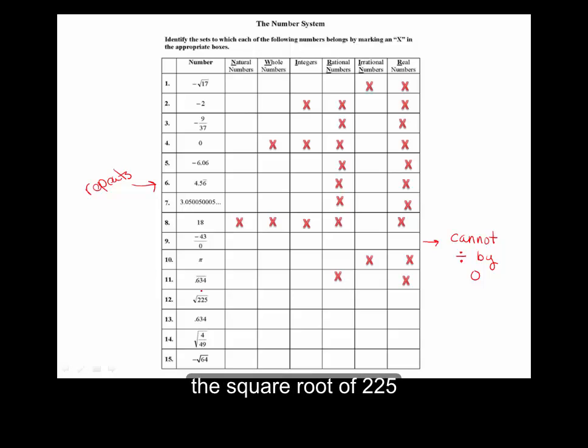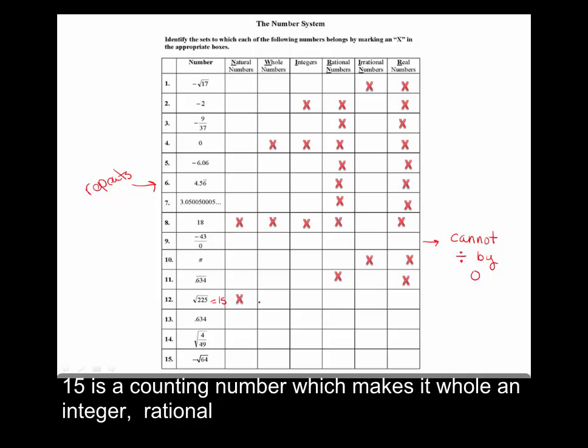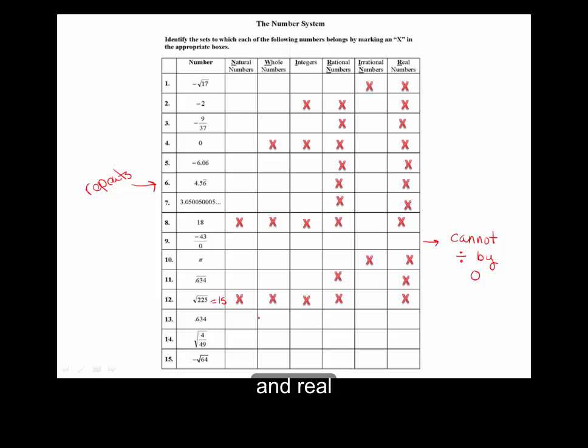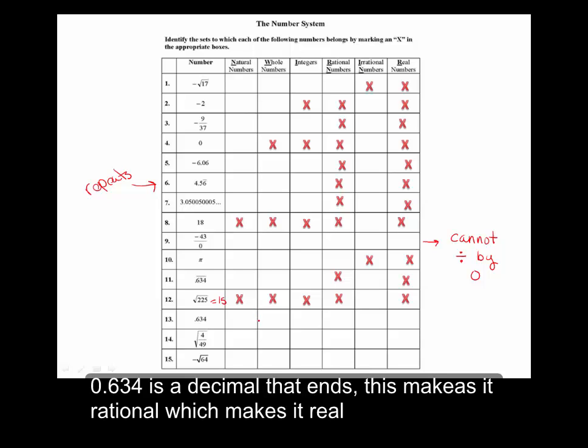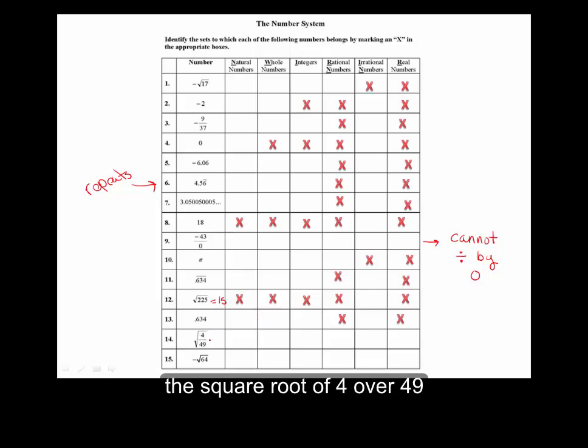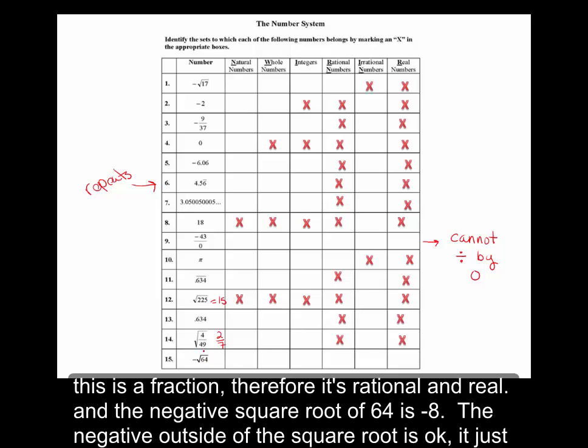The square root of 225 is equal to 15. 15 is a counting number, which makes it whole, an integer, rational, and real. 0.634 is a decimal that ends. This makes it rational, which makes it real. The square root of 4 over 49 is 7. Whoops, I lied. Getting ahead of myself. 2 over 7. This is a fraction, therefore it's rational and it's real.